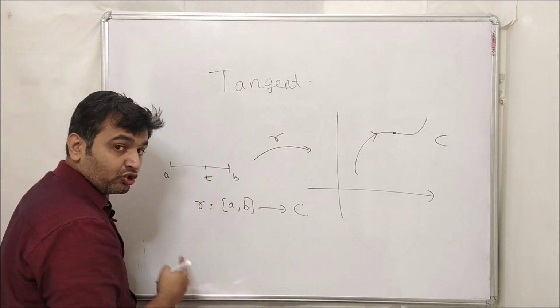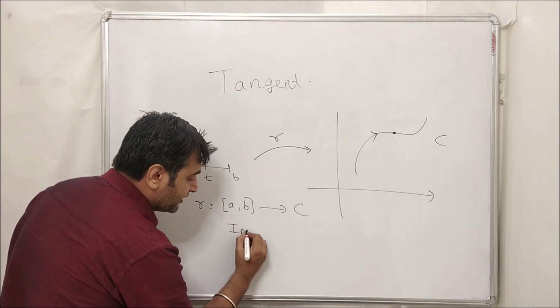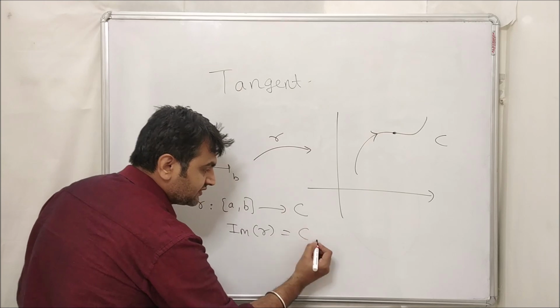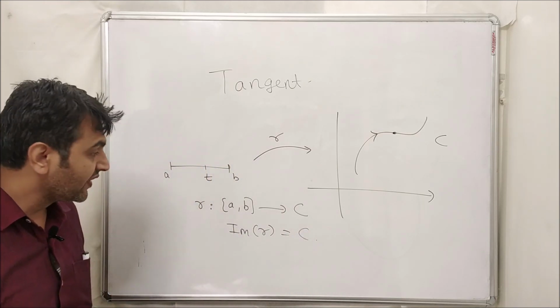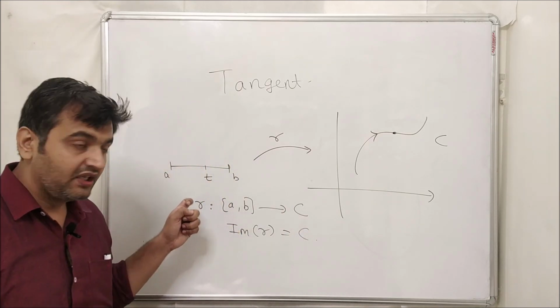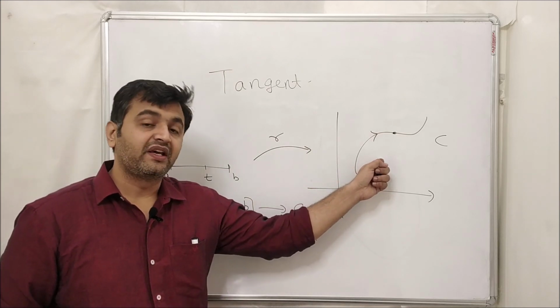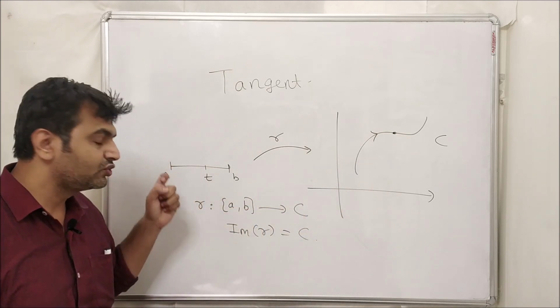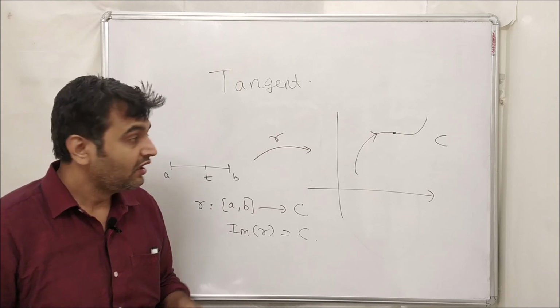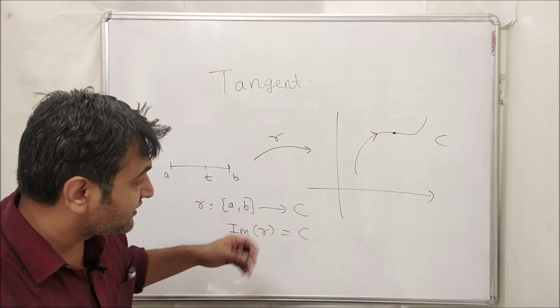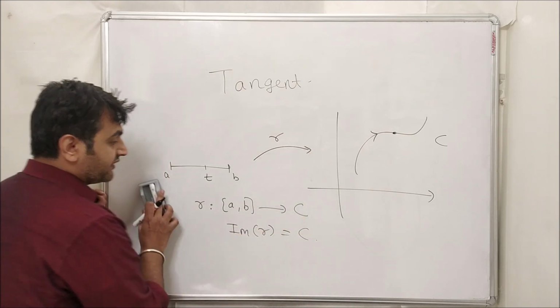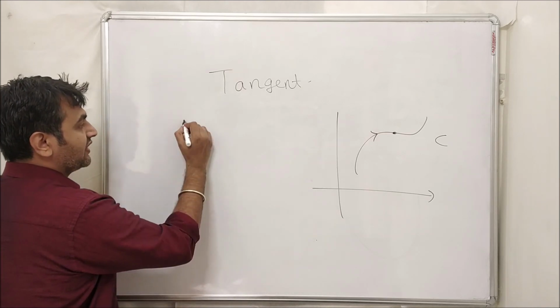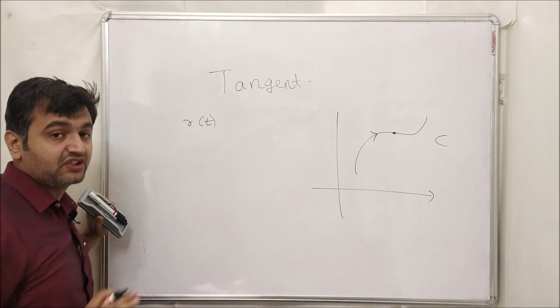When this map is an onto map, that means when the image of this function R is nothing but the curve C, then we say that C is a parameterized curve, and this t is usually called the parameter. So suppose you have a simple curve which is a parameterized curve, that means we have the function R of t.